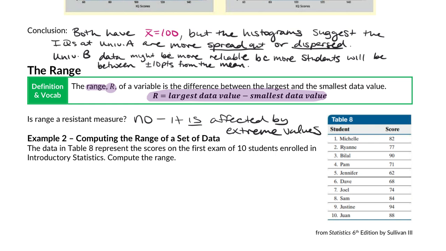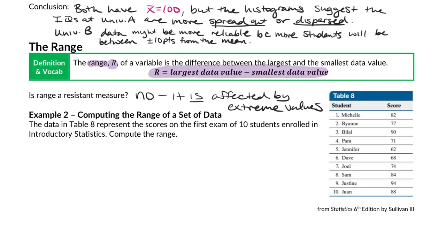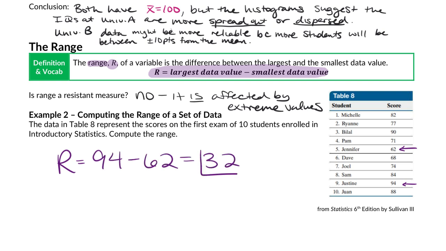So let's go back to our example for the students who took that exam in that introductory statistics class. We have the 10 students' grades here. Let's compute the range for this data. To do so, we need to know the largest or highest score and the lowest score on the test. And so we would find range by doing 94 minus 62, which is 32. So the range of this data is 32. That's the difference between the highest score and the lowest score.